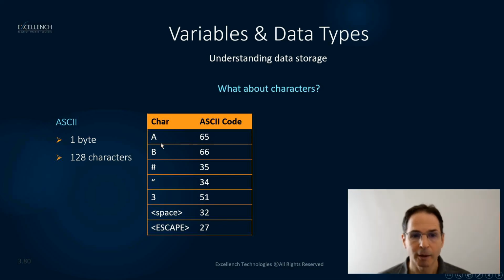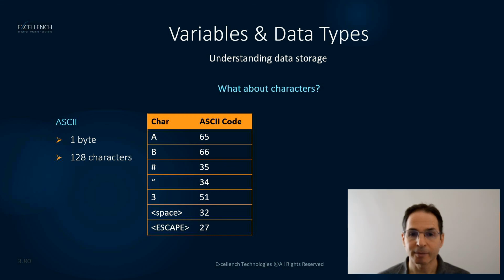For example, the letter A in capital is represented by the number 65. The letter B in capital is represented by the number 66. The space character is represented by 32. The double quote is represented by 34. The number 3 as a string, as a character, not as a number, is represented by code 51.